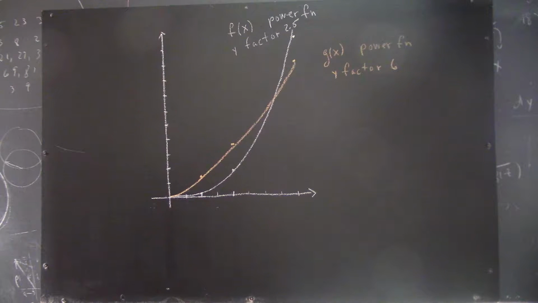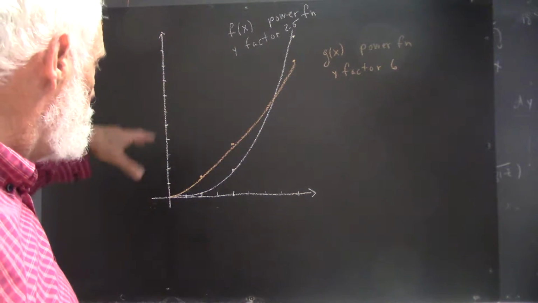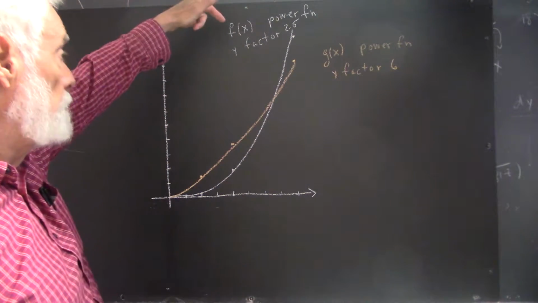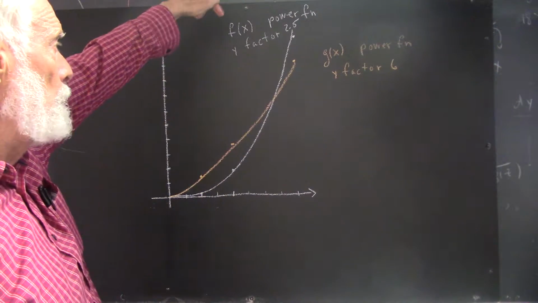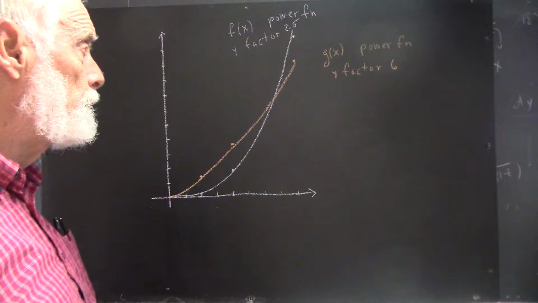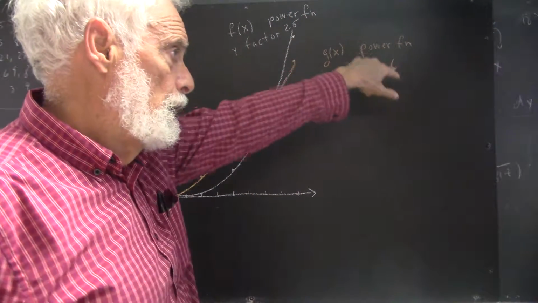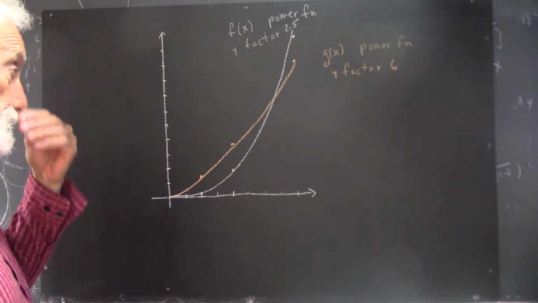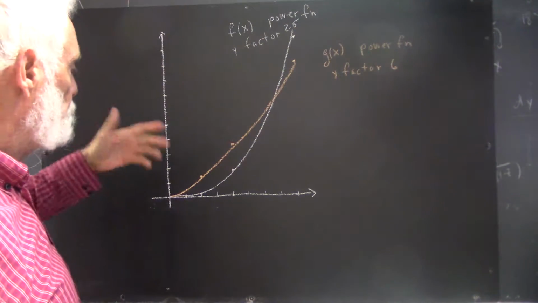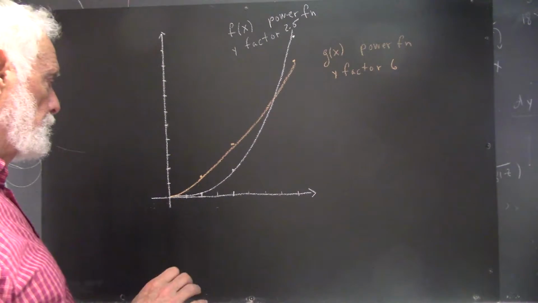Okay, now I've carefully constructed a couple of graphs. They're not perfect, but they are constructed fairly carefully, showing a power function with a y factor of 2.5, which I'll call f of x, and a function that I call g of x, a power function with a y factor of 6. So, we want to look at slopes of these graphs.